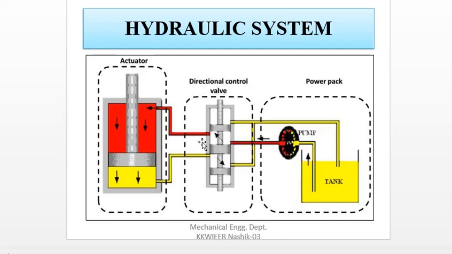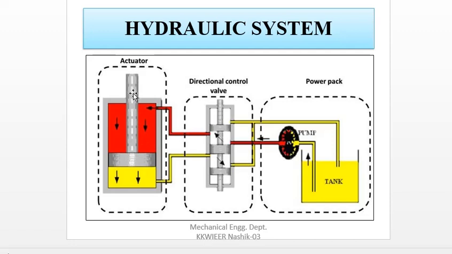So here the direction control valve is used to direct the fluid to the actuator. The second portion will be the control part, and the third is the transmission. In that case, you can generate linear force or rotary motion.